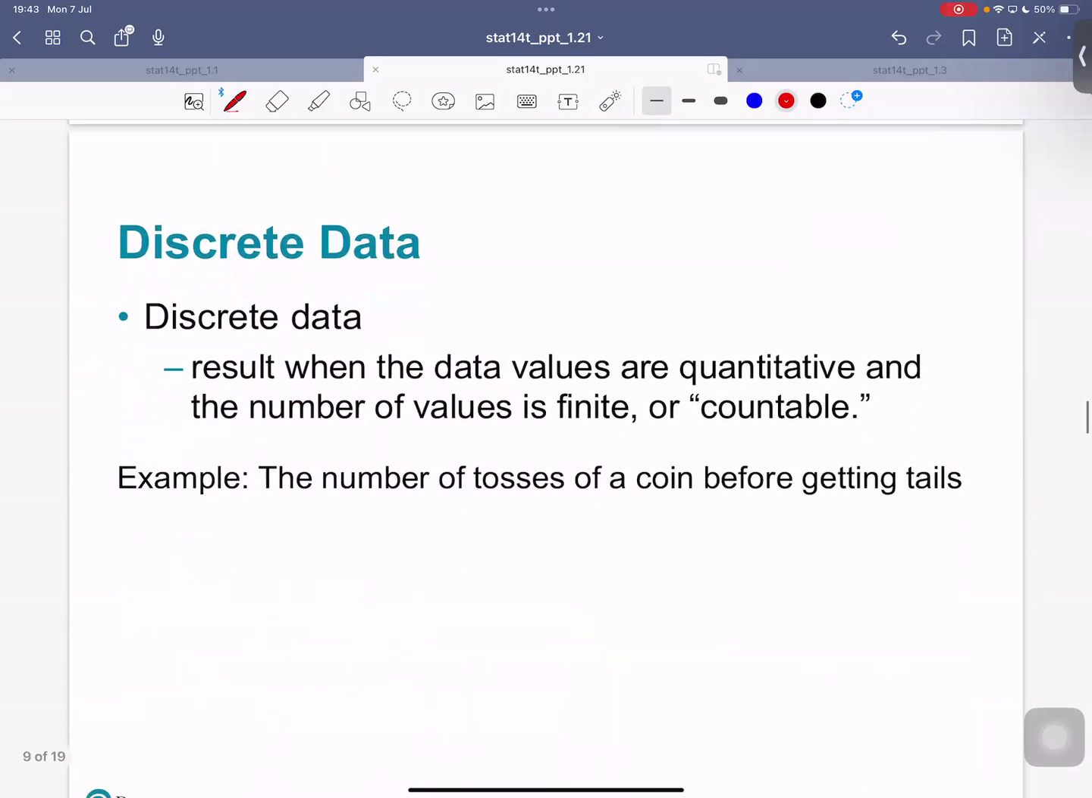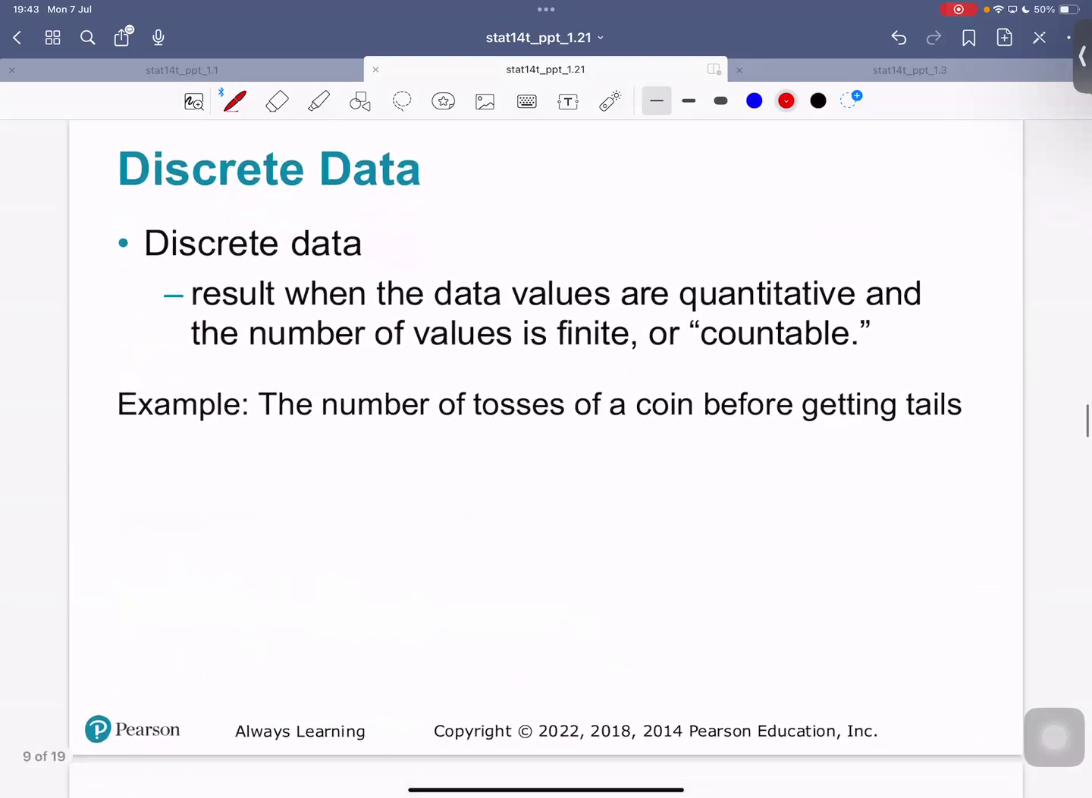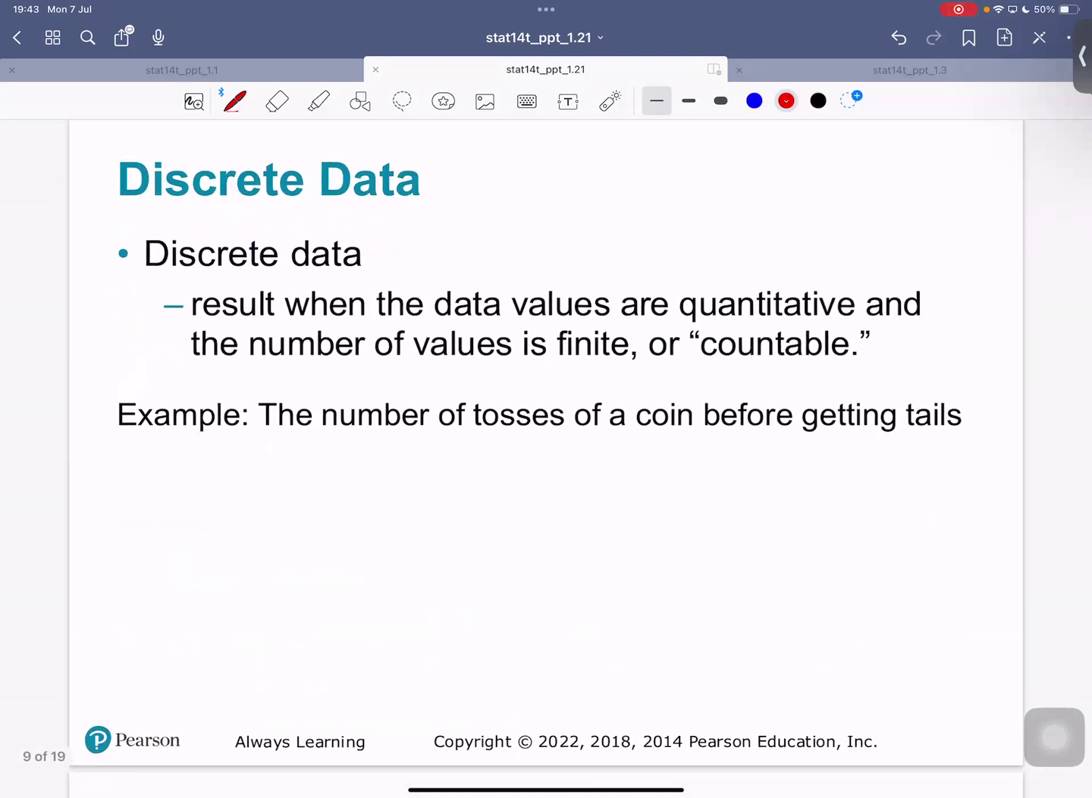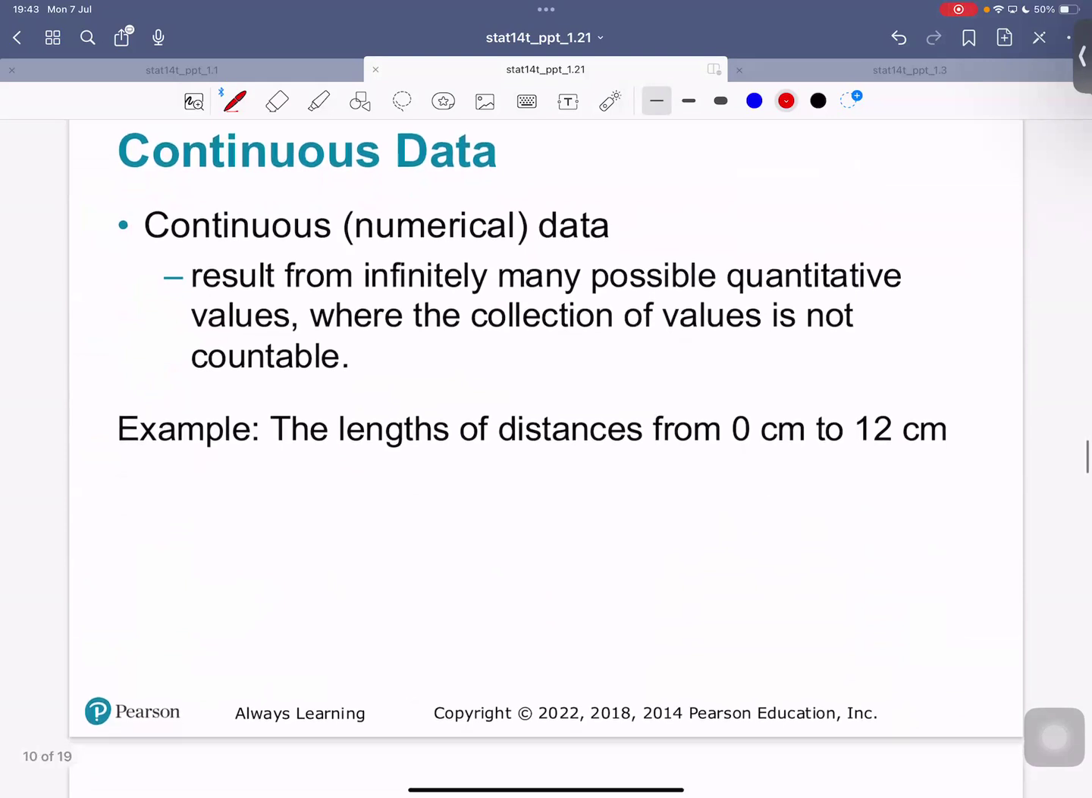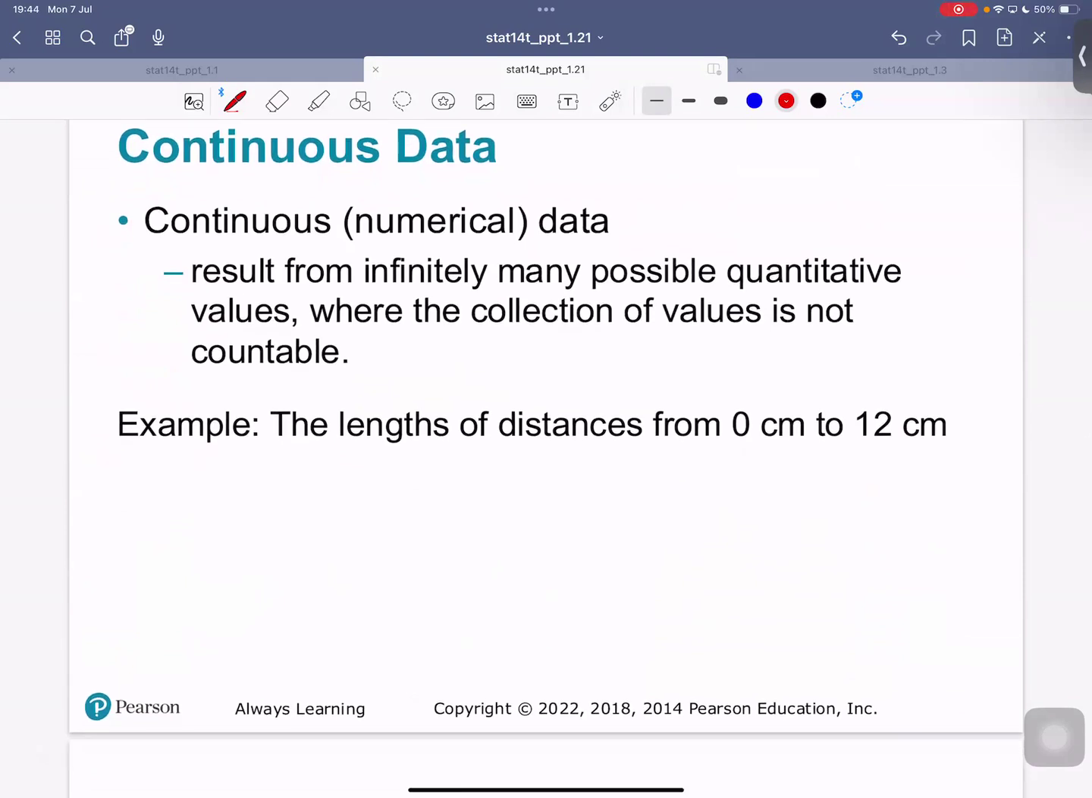For the discrete type, the data values are quantitative and the number of values is finite, we did it. Continuous data result from infinitely many possible quantitative values, where the collection of values is not countable. For example, the lengths of distances from 0 centimeters to 12 centimeters, right? So it's going to be continuous data.